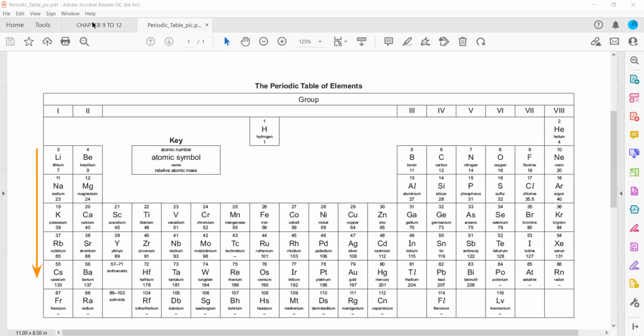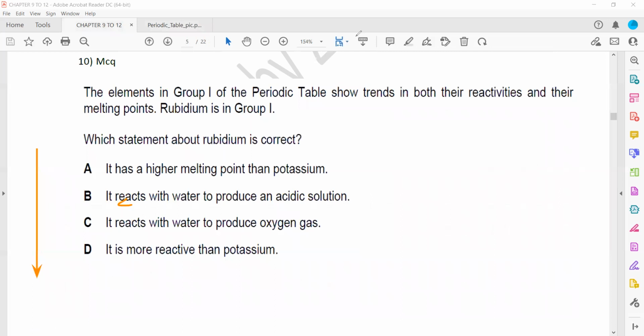So when we check which statement is correct: as we go down the group, what happens to the melting point? Like we have lithium, sodium, potassium, and rubidium.